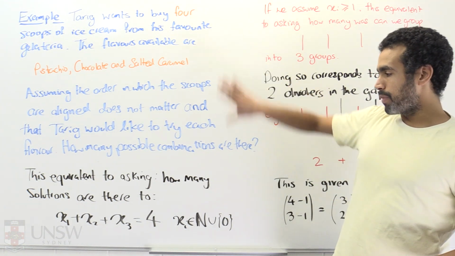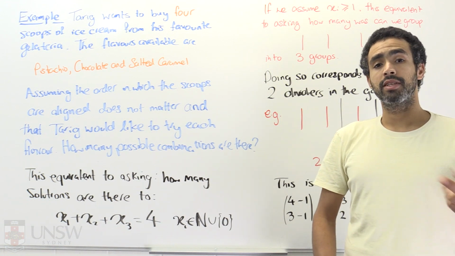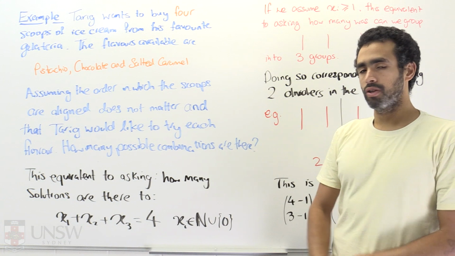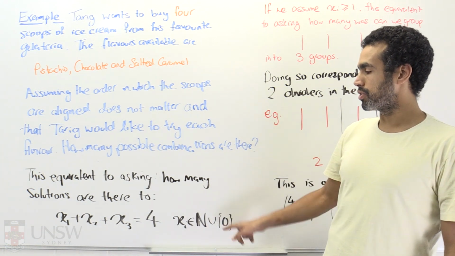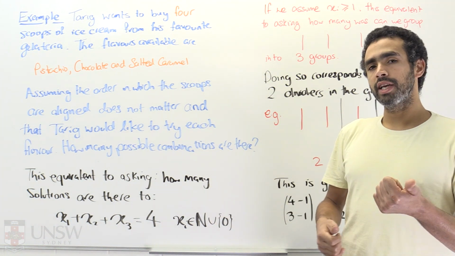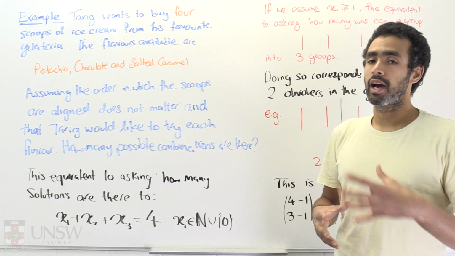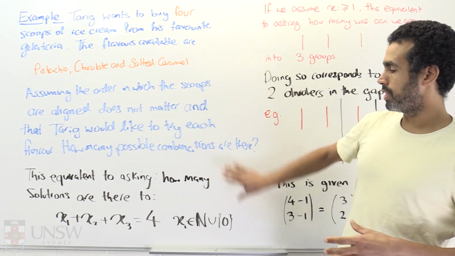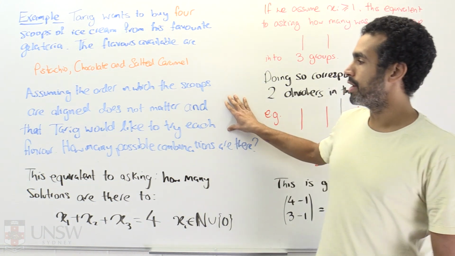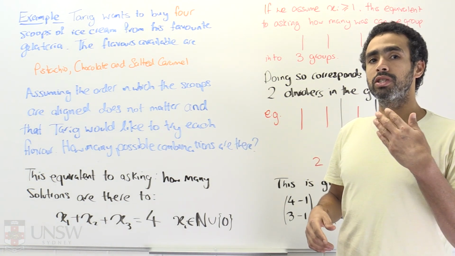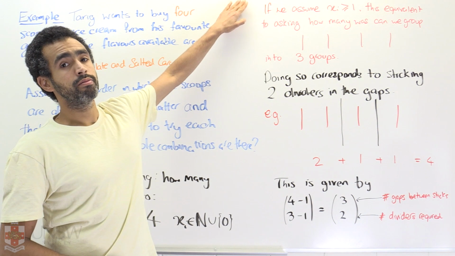So this problem turns out to be equivalent to asking how many solutions there are to this equation here, x1 plus x2 plus x3 equals 4, where xi is in the natural numbers. Almost, we haven't taken one of these assumptions into account, but I'll show you now. Here x1 is the number of scoops of pistachio, x2 is the number of scoops of chocolate, and x3 is the number of scoops of salted caramel. Now the assumption that Tariq would like to try each flavor, i.e. that he will have at least 1 scoop of each flavor, boils down to xi all being at least 1.